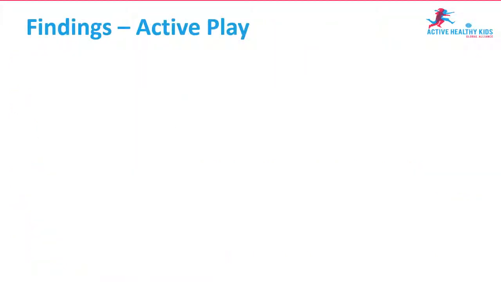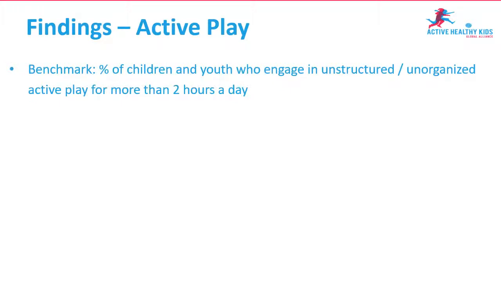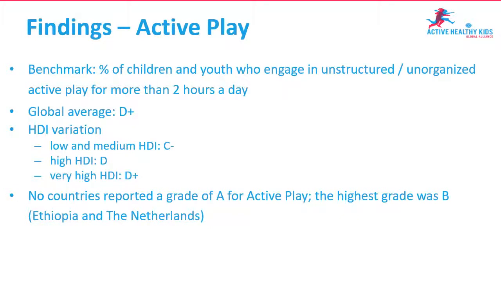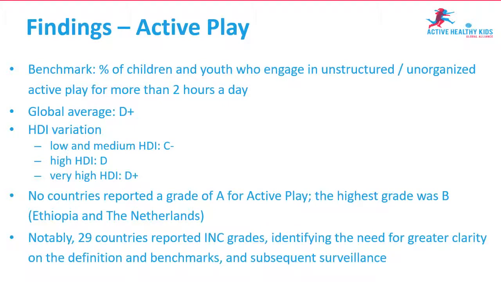Now on to active play. The benchmark was the percent of children and youth who engage in unstructured or unorganized active play for more than 2 hours a day. The global average was D+. Looking across the HDI spectrum, low and medium countries a C-, high countries D, very high D+. So again, we see the low and medium income countries outperforming the high and very high income countries. No countries reported a grade of A for active play. The highest grade was B, which was reported in Ethiopia and the Netherlands. Notably, 29 countries reported incomplete grades, identifying the need for greater clarity on the definition and benchmarks and subsequent surveillance.